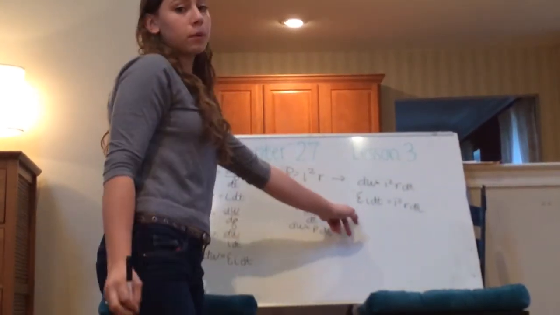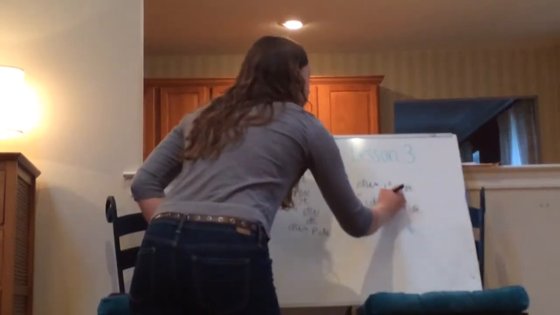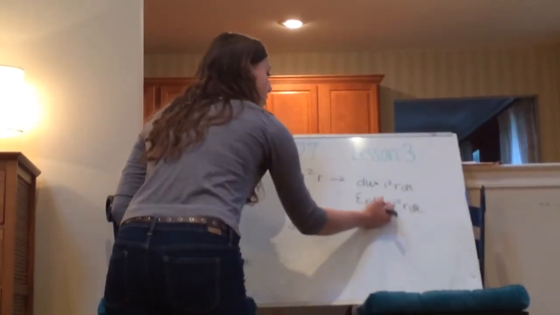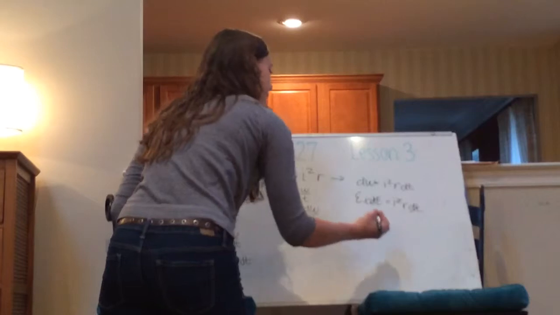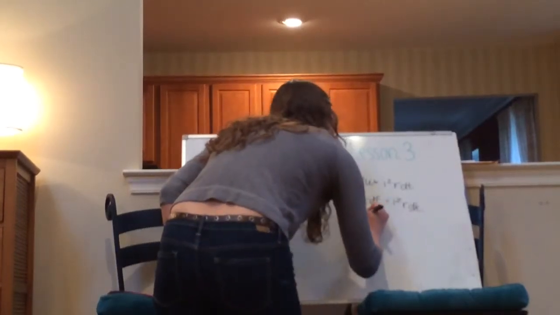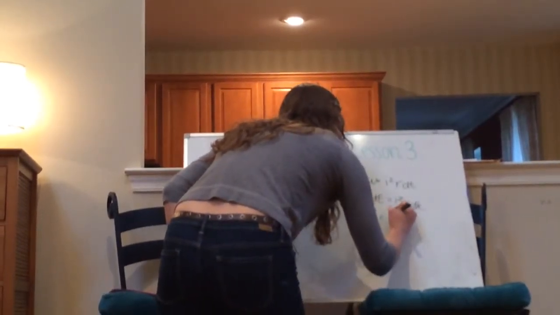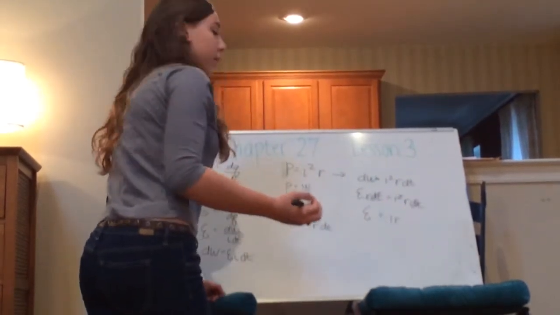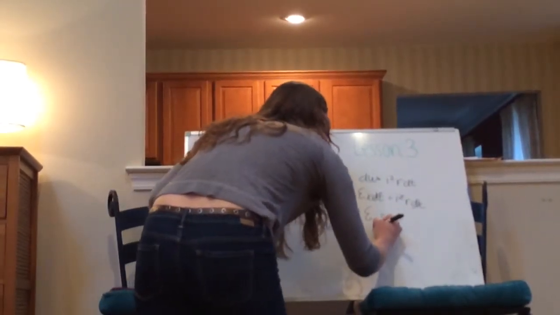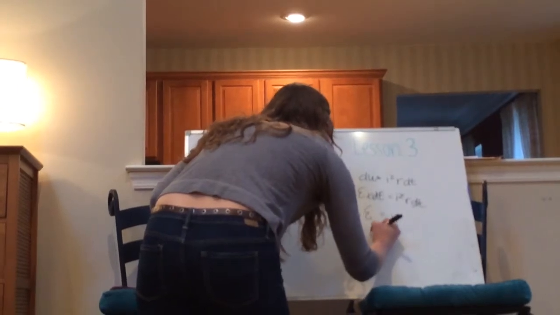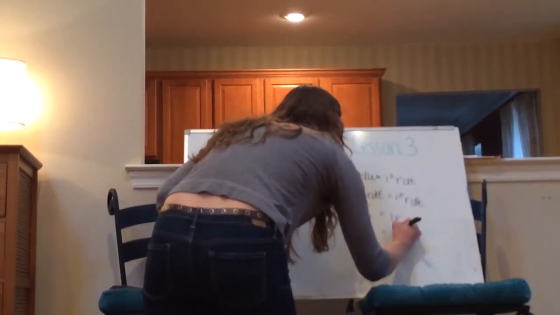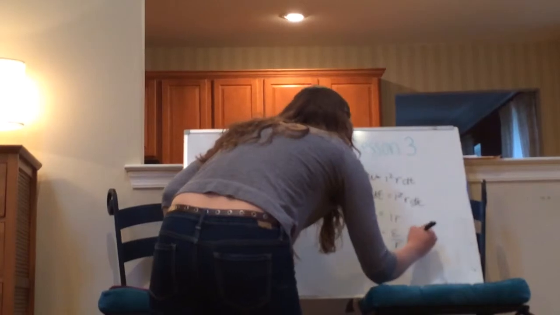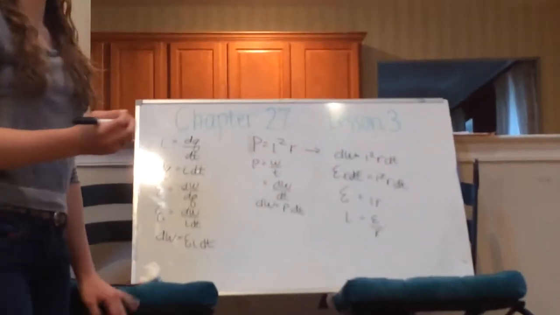As you can see, we have a couple common terms, so we can cancel out the dt's, and we can cancel out this current and one of the currents here. So, EMF equals IR. And solving for current, we finally see that I equals EMF over R.